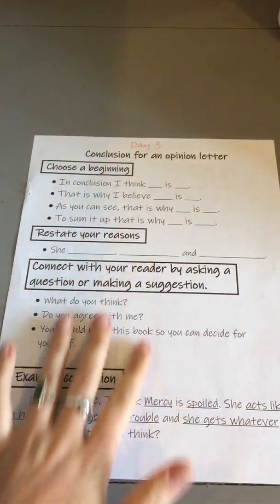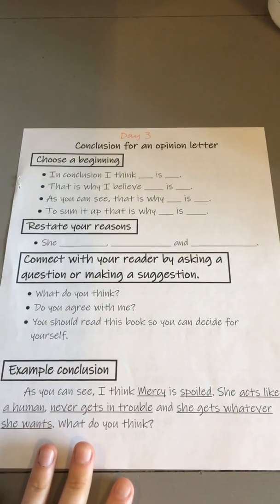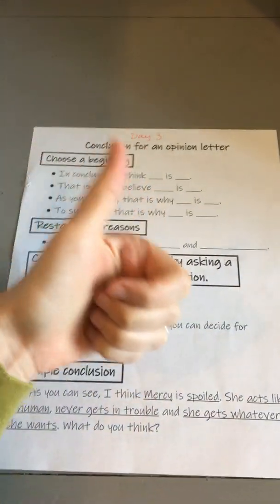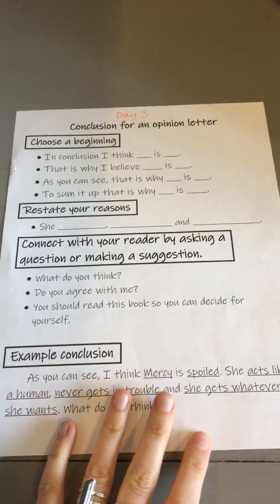This is the sheet of paper that you should have in your packet for day 3. It says conclusion for an opinion letter. Check. We're ready to move on to the next thing.